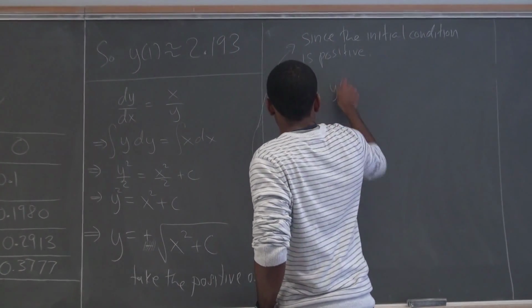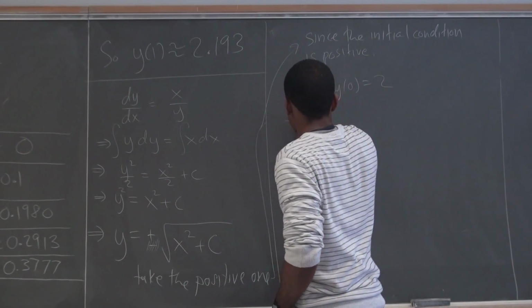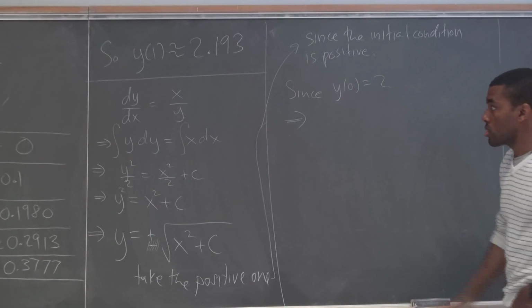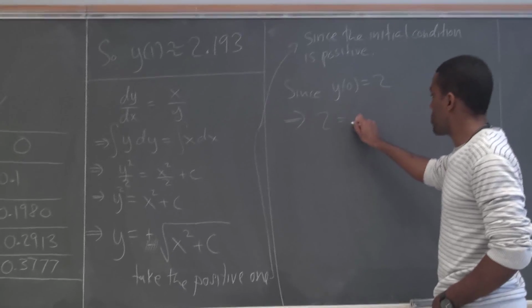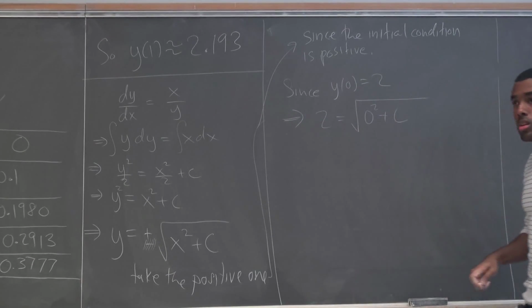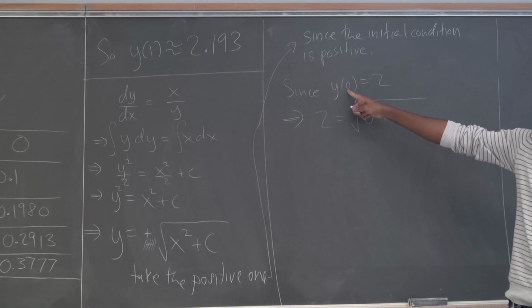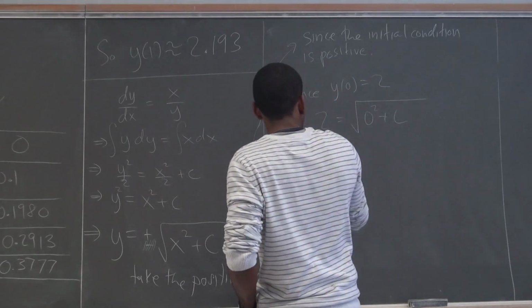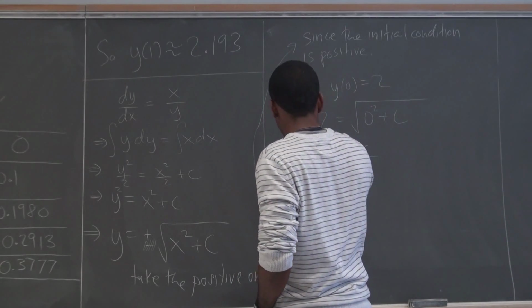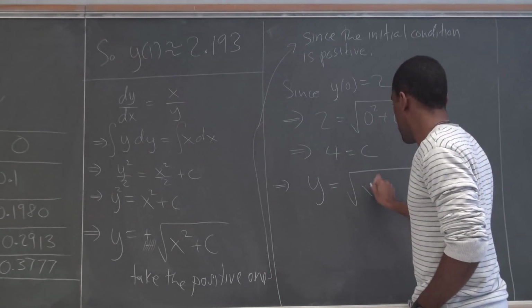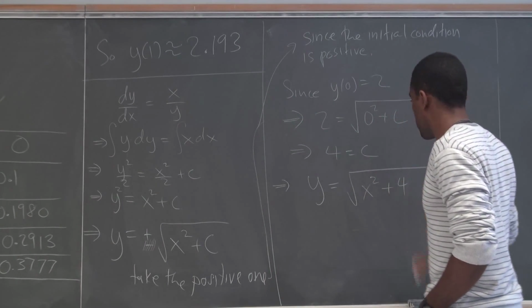So now, since y of 0 equals 2, how do I apply this fact? So it's 2 is equal to the square root of 0 squared plus c. Right? So this means when the x value is 0, my y value is 2. So I plug that in, and I square both sides to get c equals 4. This means for my y, I can take the radical of x squared plus 4.